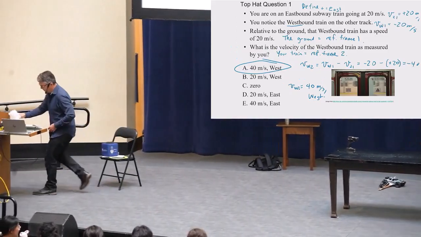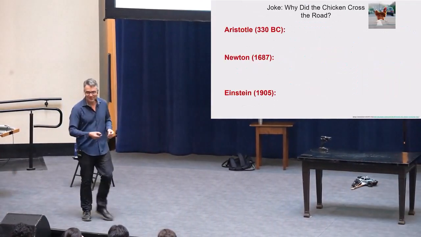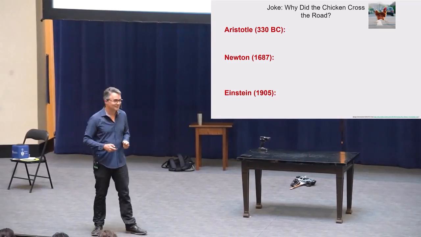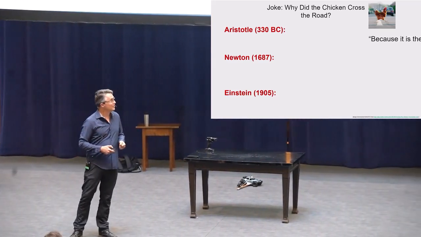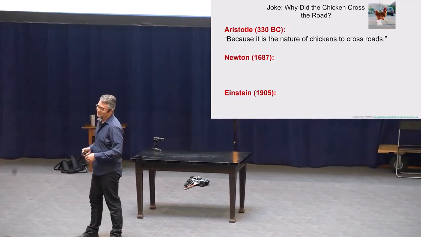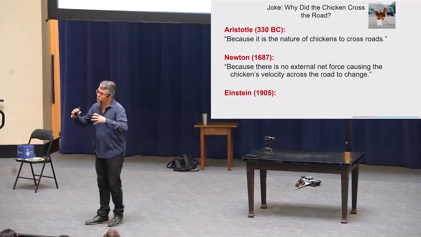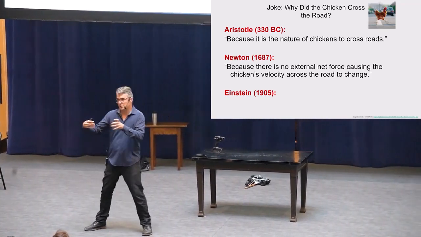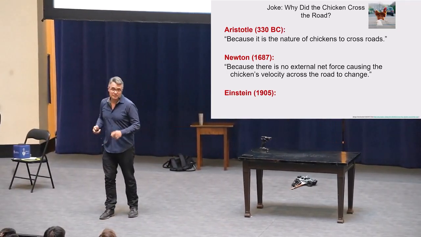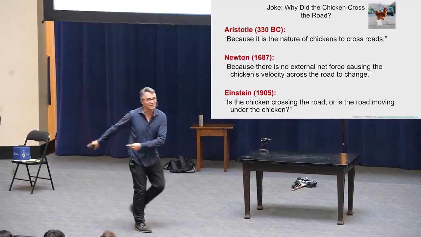Okay, so I do have a joke, but it's, again, not a very good one. It's why the chicken crossed the road. You may have heard of this one. It's an old one, but if it was Aristotle from 330 BC, you might say, because it is the nature of chickens to cross roads. But if it was Newton in 1687, you'd say because there's no external net force on the chicken causing its velocity to change, as its velocity is already directed across the road. And if it was Einstein, 1905, he would say, well, wait, is the chicken crossing the road or is the road just passing underneath the chicken?